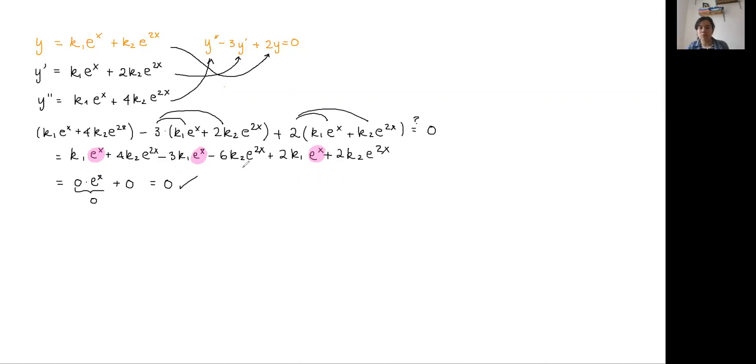All right, so what that tells me is that the function y equal to k1 times e to the x plus k2 times e to the 2x is a solution of the differential equation that I'm given, which is this one over here. Do I have any questions about this?